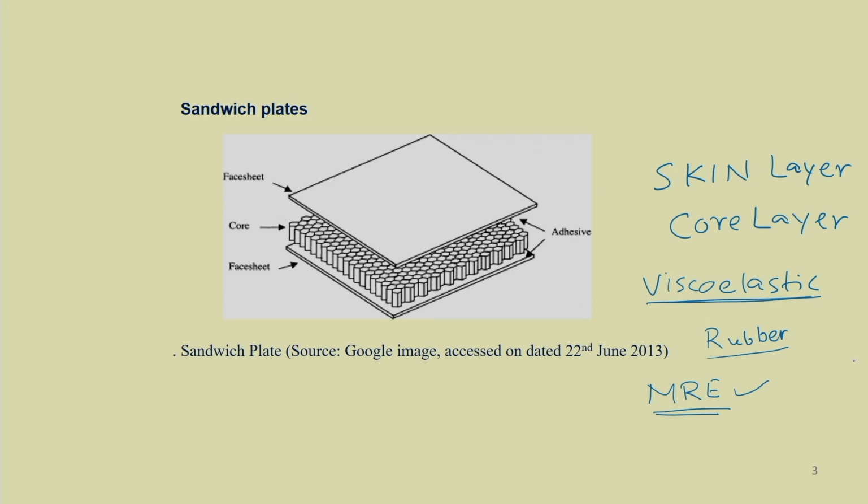Today's class we are going to study the passive type of sandwich plate, where we are going to use a Leptadenia pyrotechnica based viscoelastic core. In this viscoelastic core we use rubber like material, and in this rubber material we have added Leptadenia pyrotechnica powder and prepared the core material. After preparing the core material, the sandwich plate was made, and by using that sandwich plate we have done this analysis.